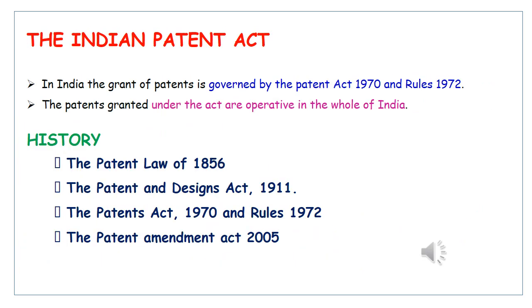The Indian Patent Act. In India, the grant of patent is governed by the Patent Act 1970 and Rules 1972. The patents granted under the Act are operative in the whole of India. The history: the Patent Law of 1856, the Patent and Designs Act 1911, the Patent Act 1970 and Rules 1972, the Patent Amendment Act 2005.